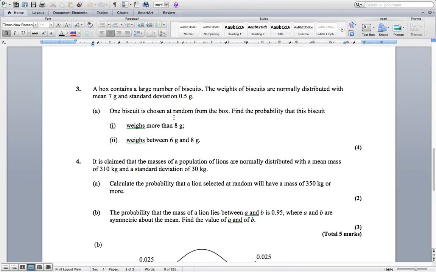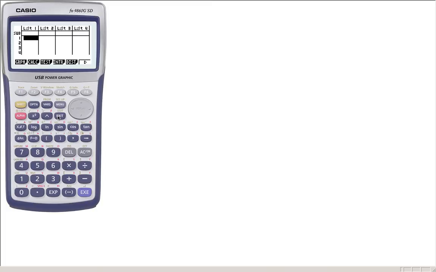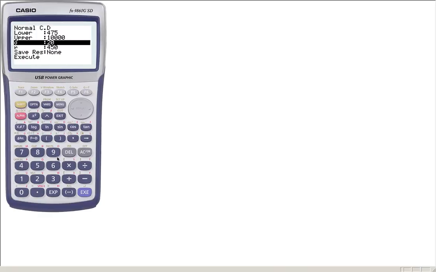A box contains a large number of biscuits. The weights of biscuits are normally distributed with mean 7 grams and standard deviation of 0.5 grams. So exit, distribution, normal, NCD. So mean is 7 and standard deviation is 0.5.